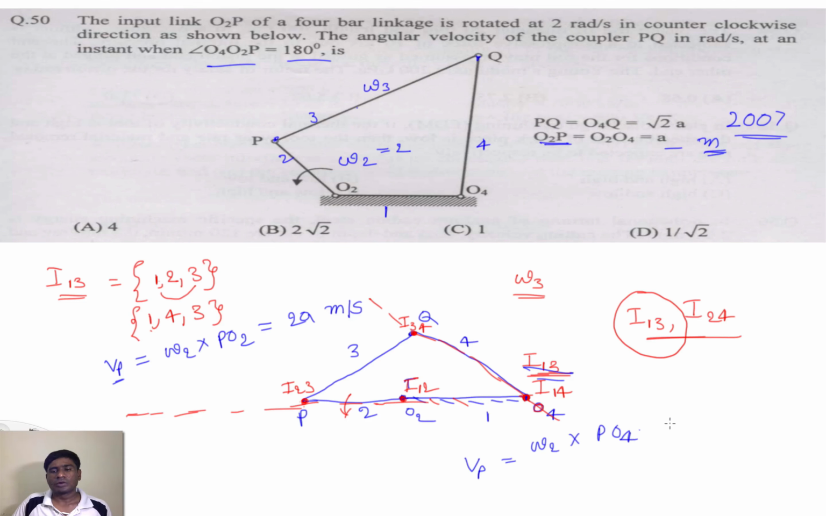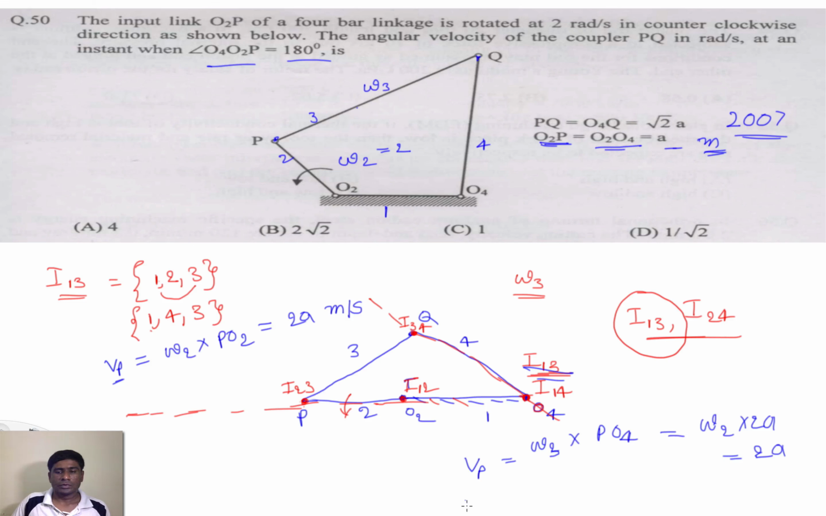PO4. But what is the PO4? O2 to O4 distance is A and O2 to P distance is A. So that means PO4 equal to 2A. So this is not omega 2, it is omega 3. So omega 3 into 2A. But it's already equal to 2A.